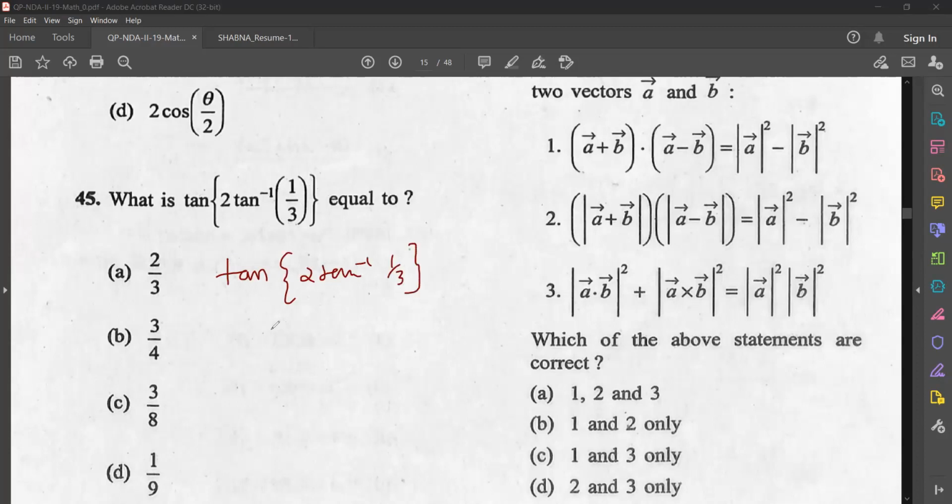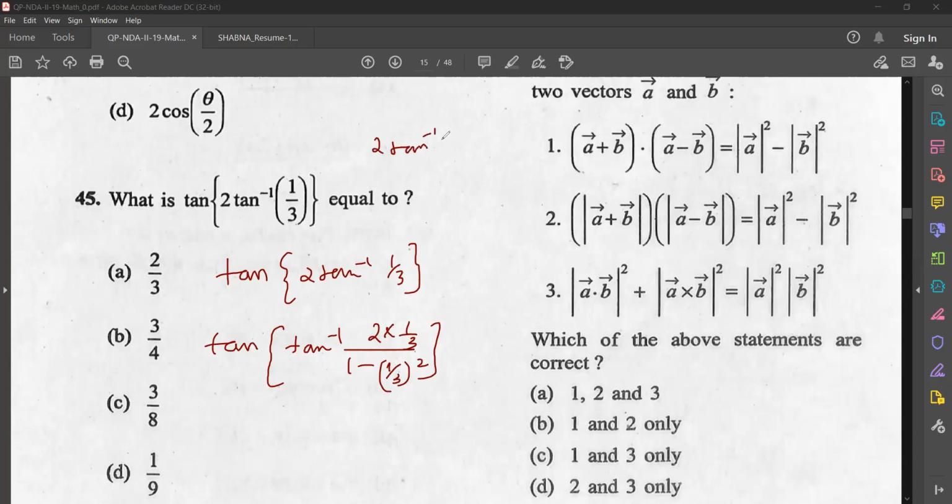So 2 tan inverse 1 by 3, how can I write? That is tan inverse of 2x by 1 minus x square. So here it is 1 by 3 minus 1 by 3 square, isn't it?